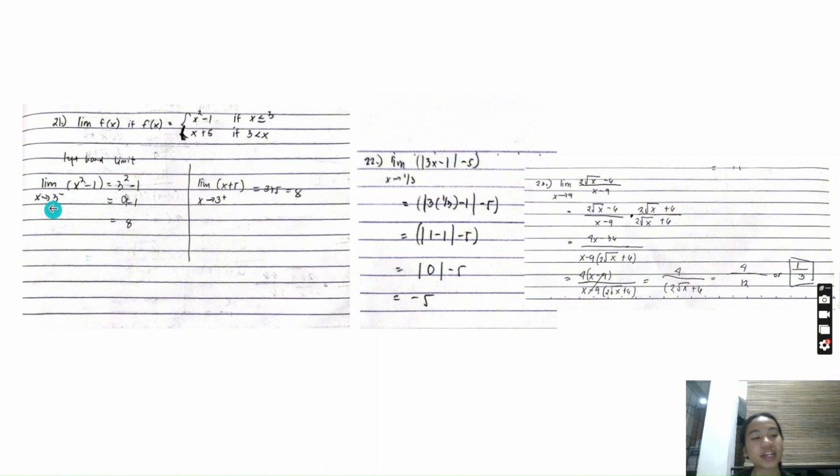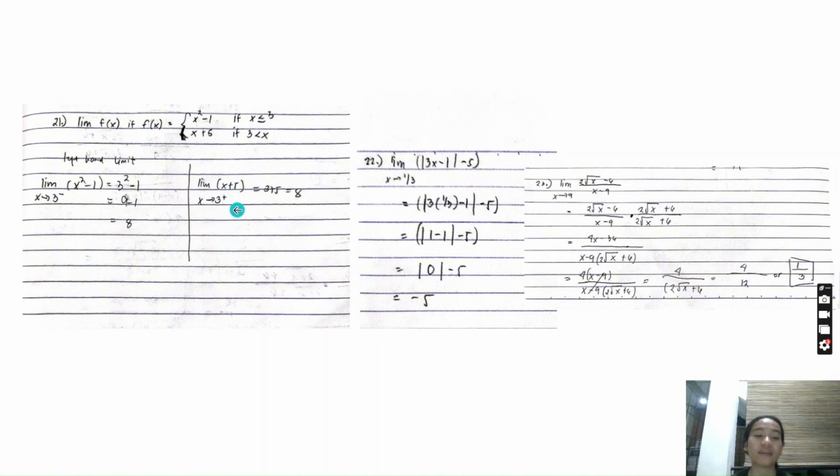So it states here the limit of x squared minus 1 as x approaches 3 from the left. So we will just simply substitute 3 to the given function. 3 squared minus 1, that is equal to 9 minus 1, and 9 minus 1, that is 8. And since we are done with our left-hand limit, now we are going to move forward to our right-hand limit.